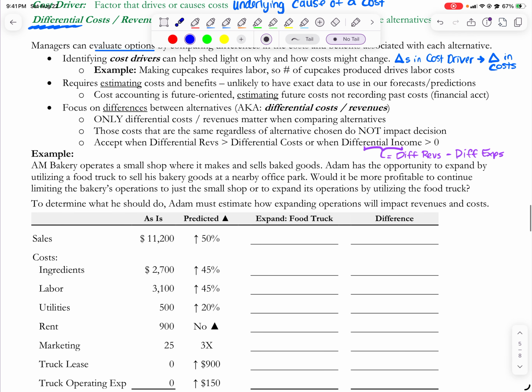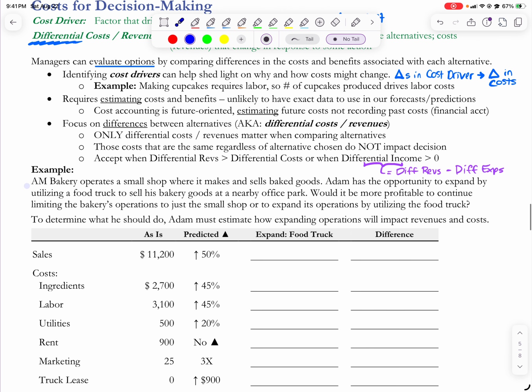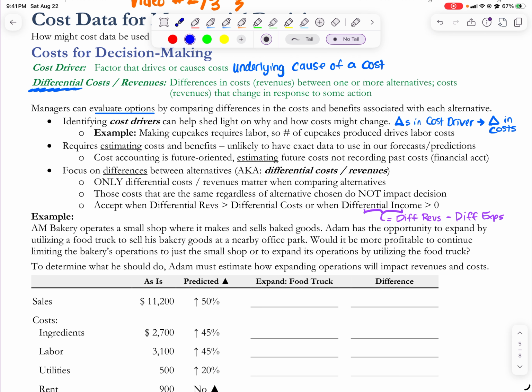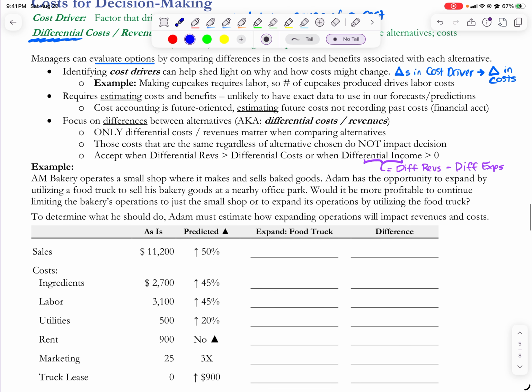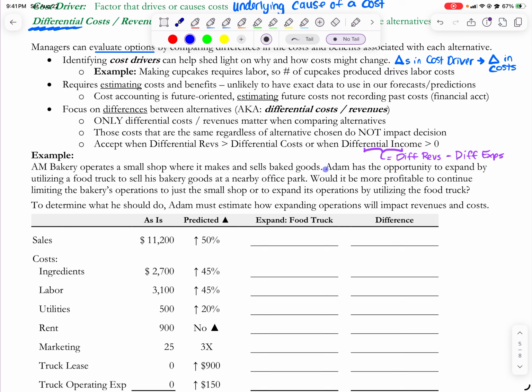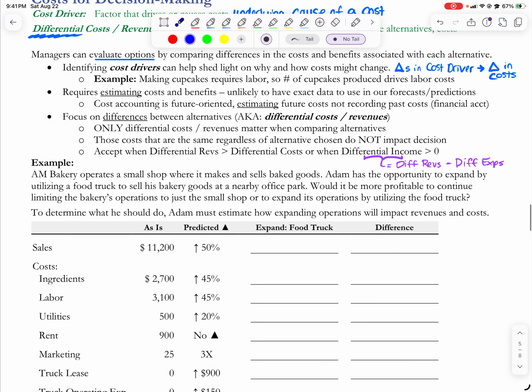Okay, so let's do this example here. We have AM Bakery. They have a small bakery shop. They make and sell baked goods. Adam is the owner. He has the opportunity to expand his operations by bringing in a food truck to sell baked goods at a nearby office park. So that's in addition to his current small shop.